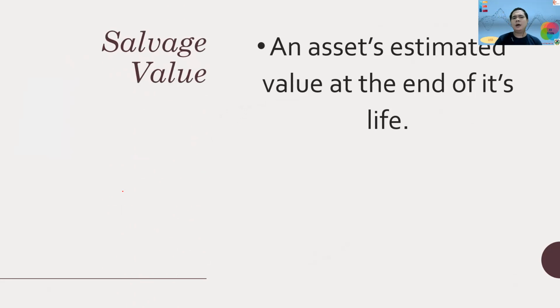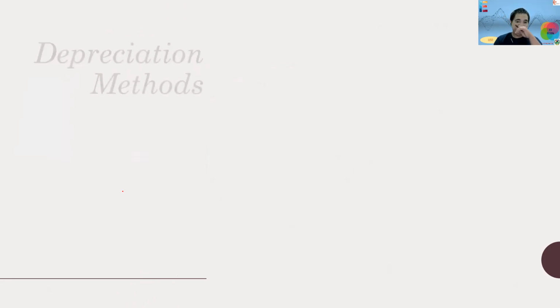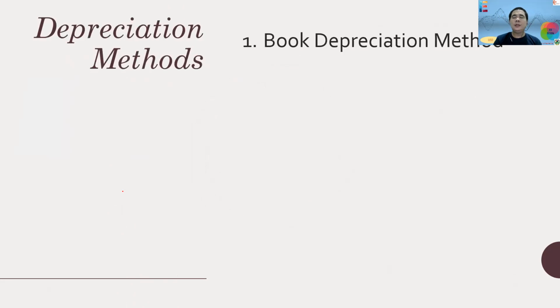Why do we need to have a salvage value? Some equipment, they have a salvage value, or you can sell it at a certain price after its useful life. So that is what we call our salvage value. So what are the different types of depreciation methods?